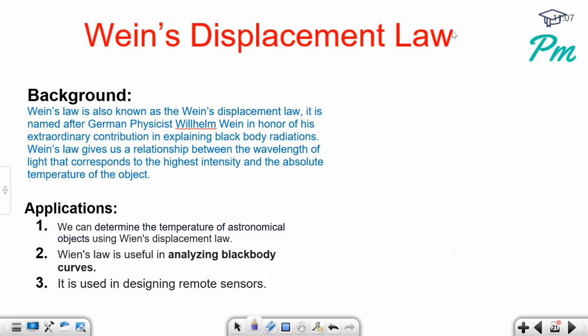After that, its mathematical formula. Then its graph, and then its limitation. So we'll discuss everything one by one. First of all, let us see the background of Wien's law.